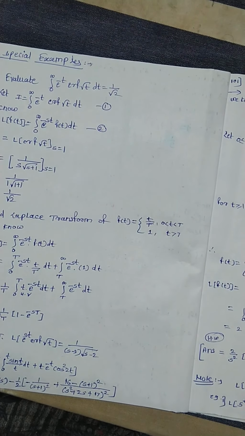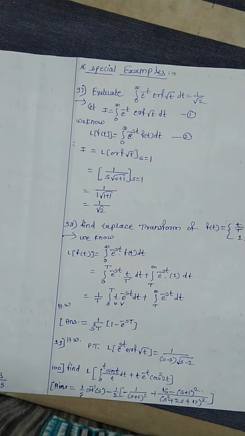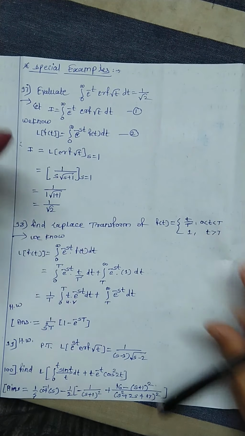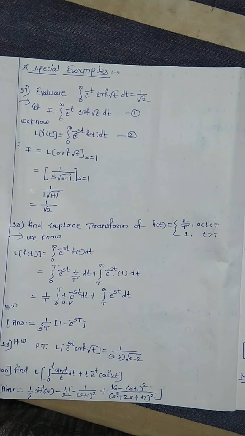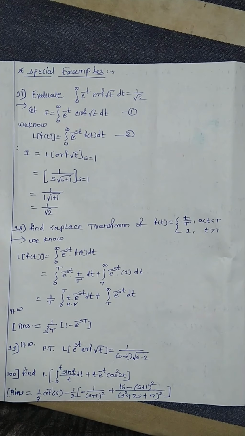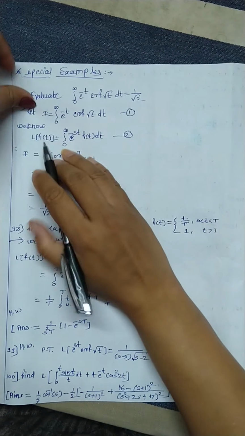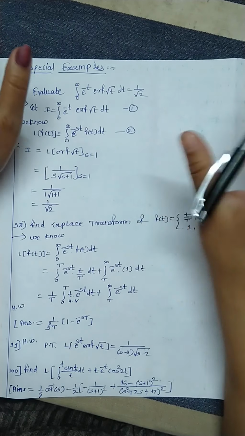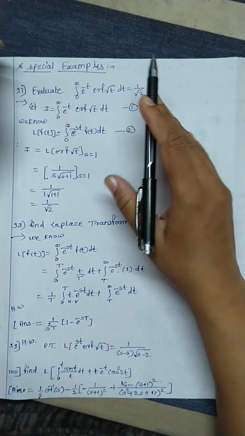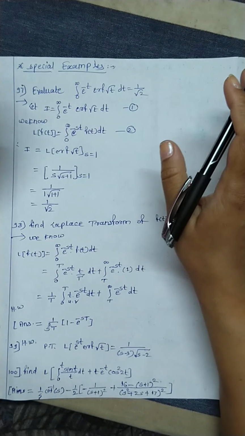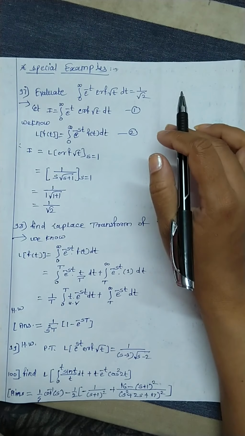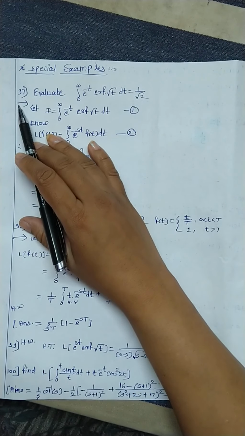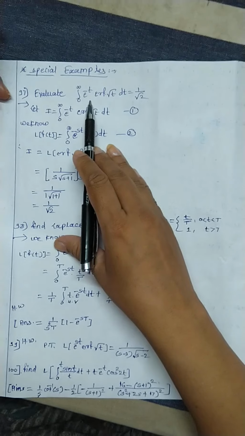Now let us see some special examples here. This is the end of this first chapter. This is the biggest chapter of the M3 syllabus. Now let us see some special examples which are somewhat different from the regular ones. Special example number 97. Evaluate this integration.